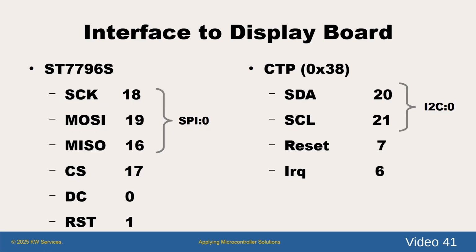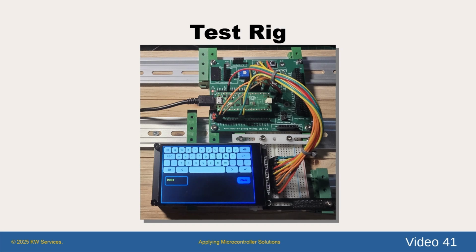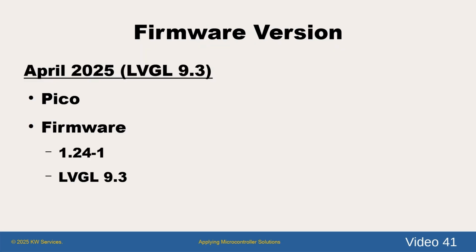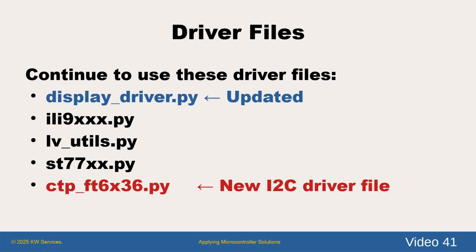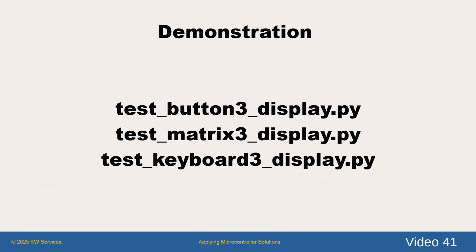This slide presents the various Pico pins we associated with the display and touch pins. Here is a picture of the wired test rig. We continue to use the April firmware in our Pico USB board. We use our standard driver files. We include the modified touch driver, which is renamed as CTP FT6X36.py, and we updated the display driver file. So you can just grab the files from the GitHub site. Now that we have an idea of the approach, let's see what actually happens.